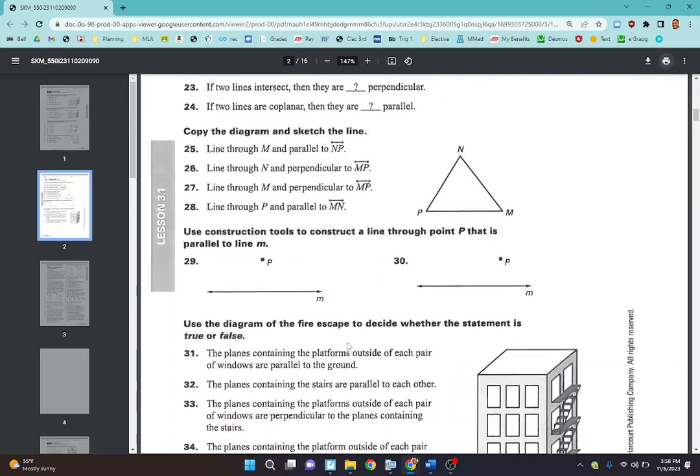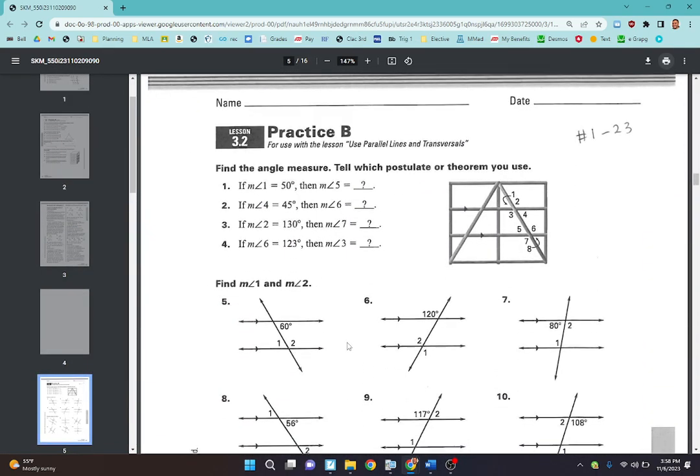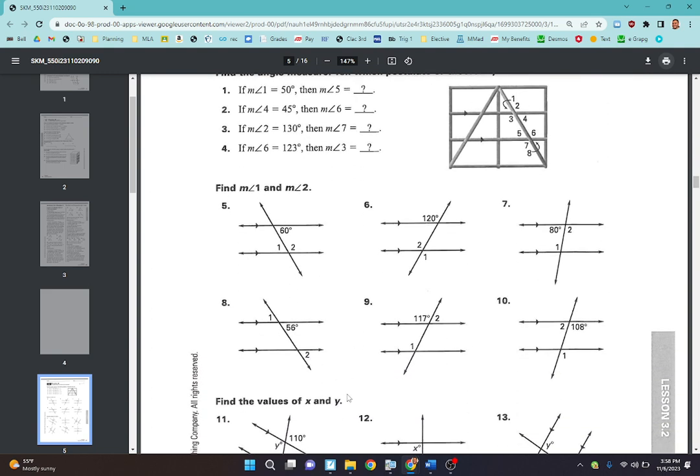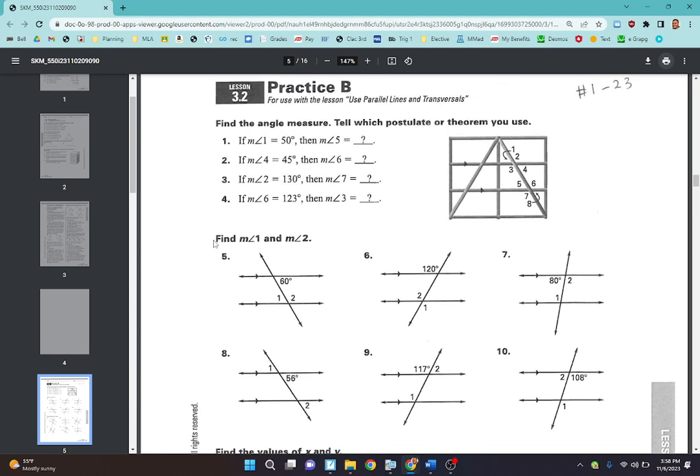Okay. 3.2. Any question on 3.2? Yes. Literally the whole page I don't know how to do. I'm going to do number 5 for you, okay? Can you do one of the top ones, like 1 through 5? Okay, fine. So number 1, if angle 1 is 50, which is this top left one over here, what is angle 5? Are angle 1 and angle 5 alternate? No, they're corresponding. They're both on the top left of the intersection. Because they're corresponding and these lines are parallel, they must be congruent. So this must be 50.